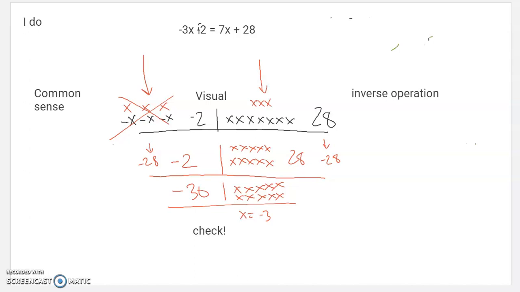this. I could have, well, let me not say that. Let's just leave it there. I think that's clear enough. Let's go to inverse operation. Plus negative 2 equals 7x plus 28.